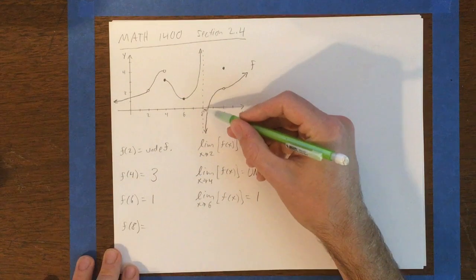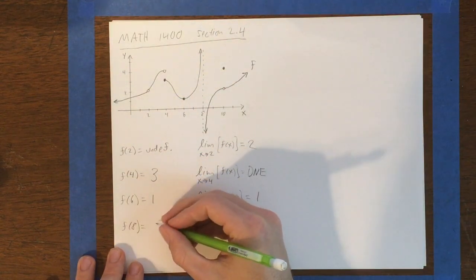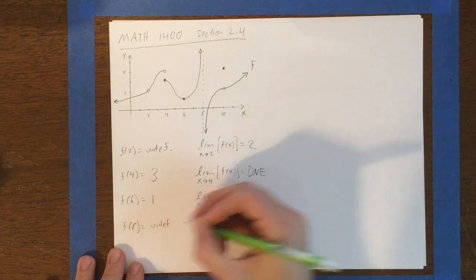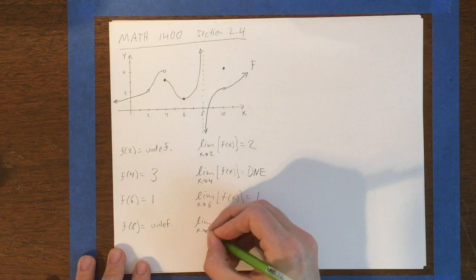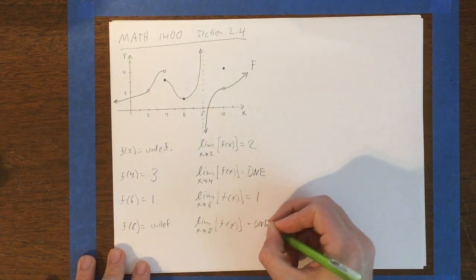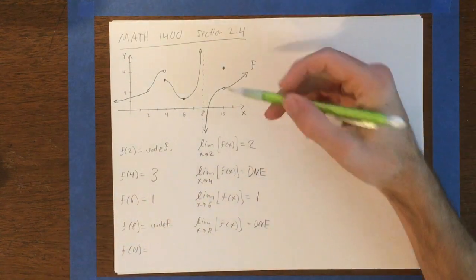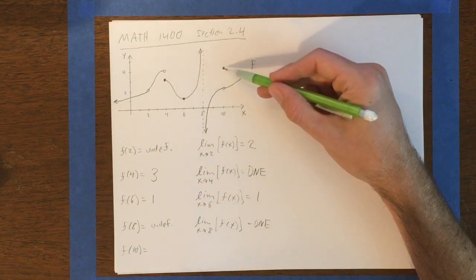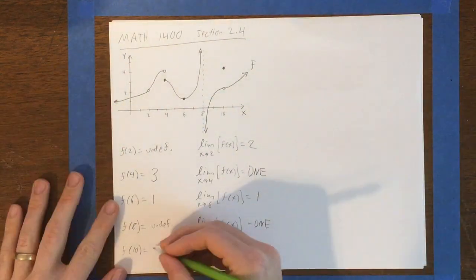All right, at 8, we have something interesting going on. At 8, we seem to have a vertical asymptote. Well, that is an undefined function there, and also a limit which does not exist. So we have that. And then lastly, I want to look at 10. The function value at 10 is given by the closed-in dot, which is up here at, it appears to be about height 4.